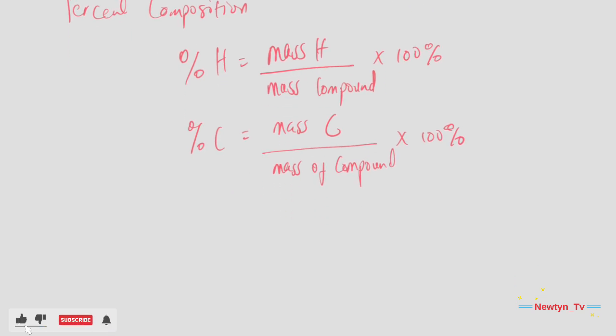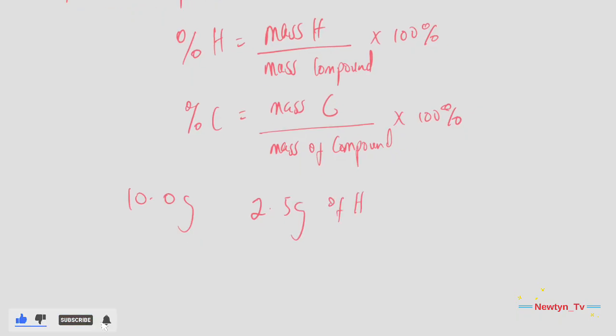So let's say in an analysis, we have 10.0 grams of a sample of this gas, which shows that in this 10.0 grams, it contains 2.5 grams of H, and maybe it contains 7.5 grams of carbon, which is C. What will be the percent composition for each of the H and the C?